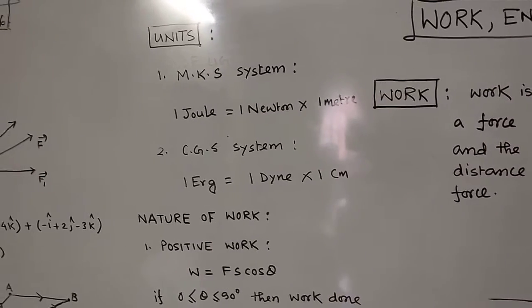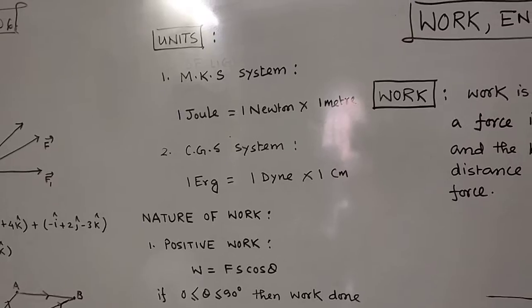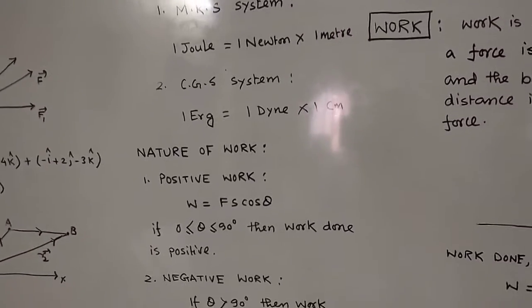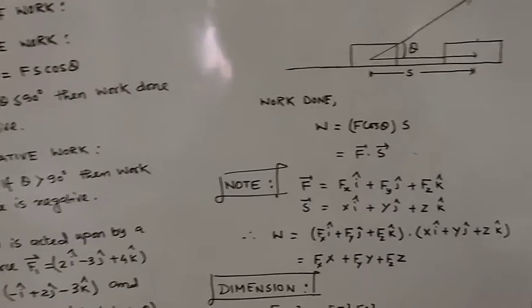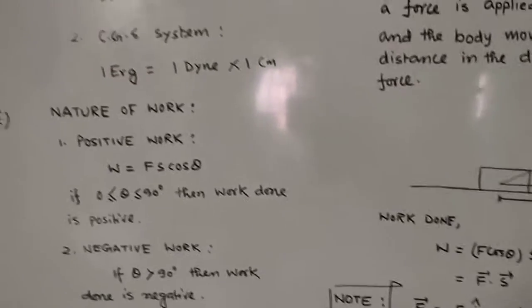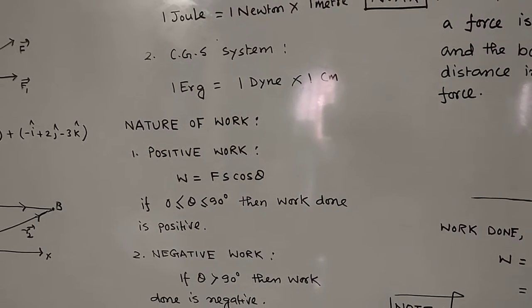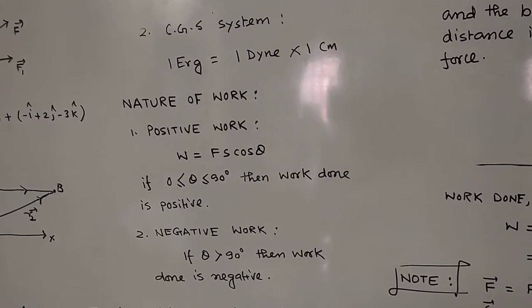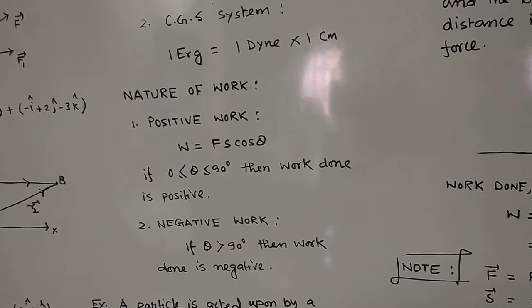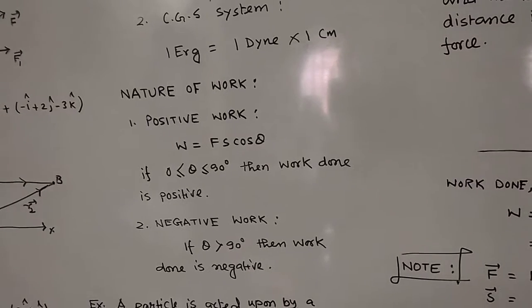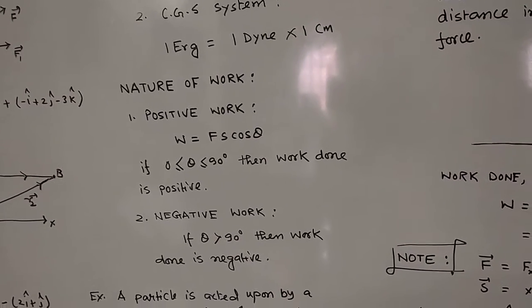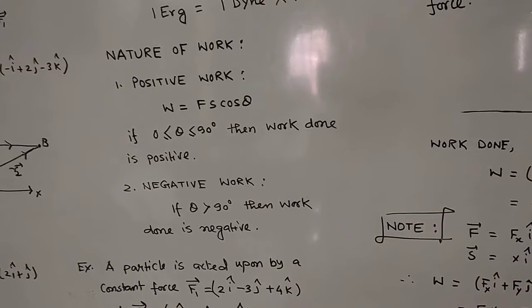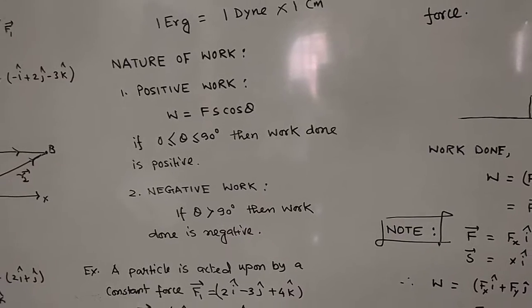1 erg work is said to be done if 1 dyne force is applied and the object moves through a distance of 1 centimeter. Now there is a nature of work, and work may be positive or negative. We are going to use the equation W = F cos theta S, or Fs cos theta. If theta is from 0 to 90 degrees, then the work done is positive. Any value between 0 and 90 degrees, or 0 or 90 degrees, then the work is said to be positive. And work is negative if theta is greater than 90 degrees, because cos theta goes to a negative value.